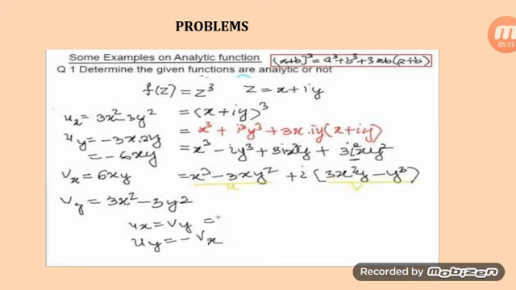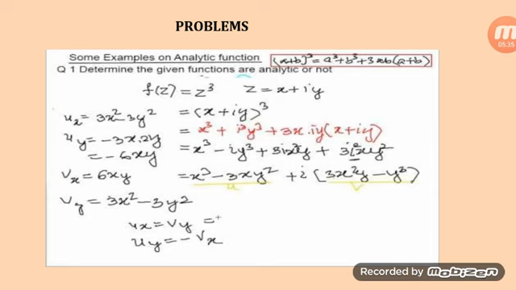So when will we test whether it is analytic? Based on the CR equation. If the function satisfies the CR equation, then you can say it is an analytic function. F of z equal to z cube, z equal to x plus iy. So you can apply it now.